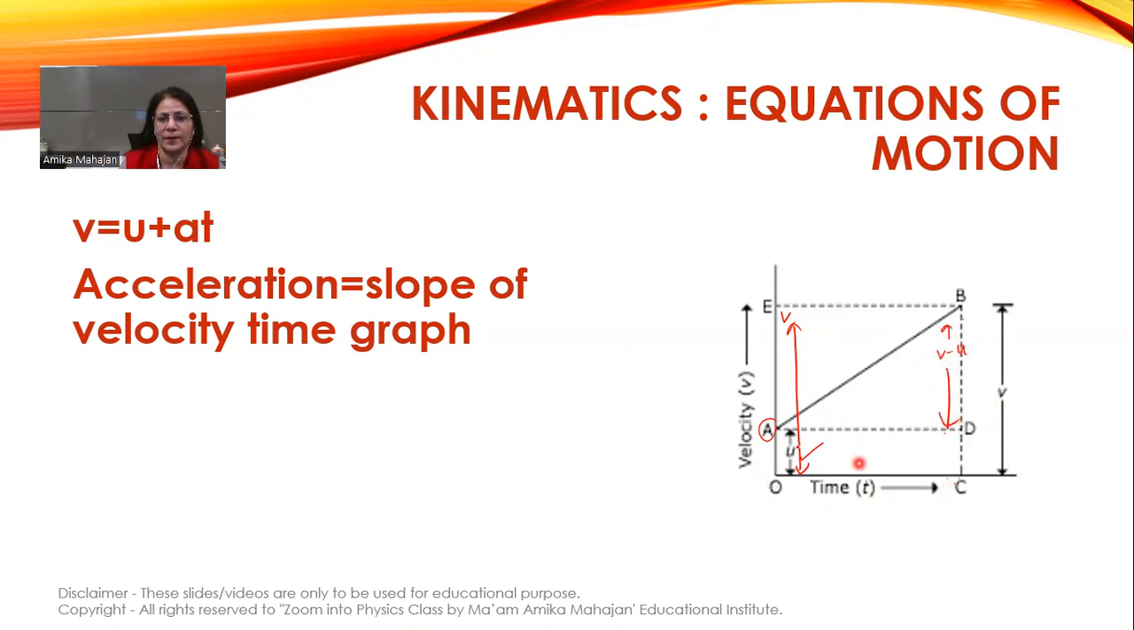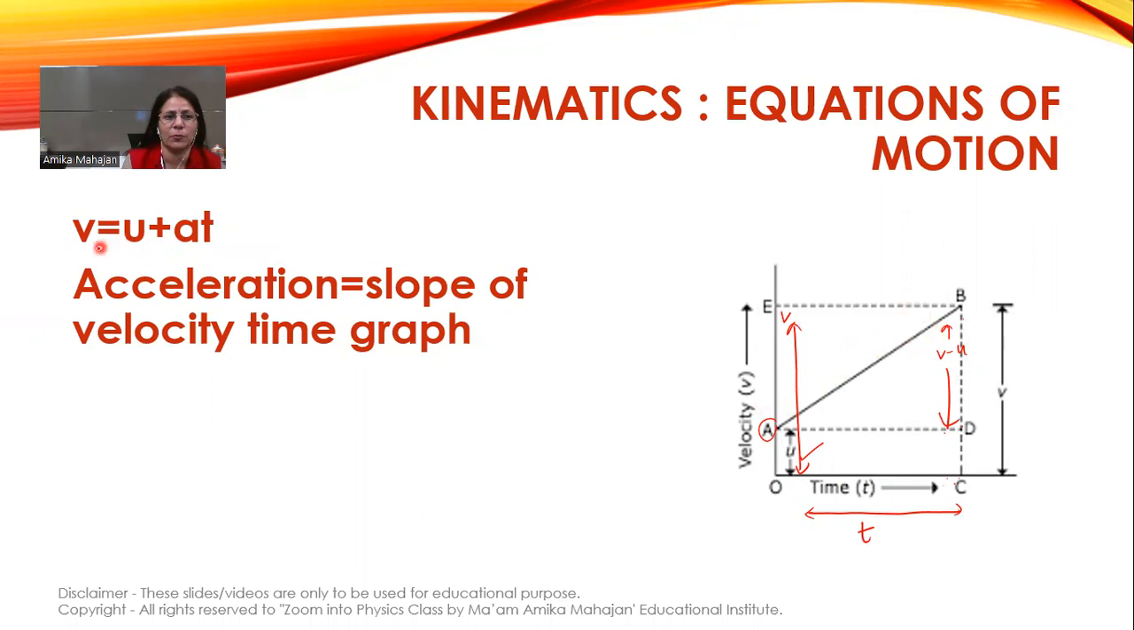And this OC and AD are parallel. So this OC is representing time T, because I'm taking time along x-axis and velocity along y-axis. So I'm taking initial velocity U and then final velocity V. So this is a straight line graph.